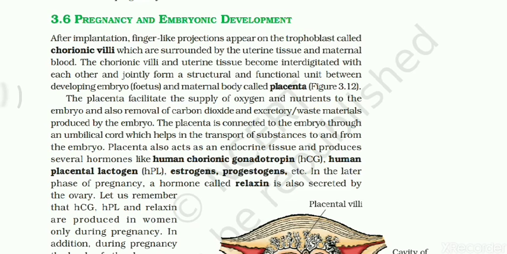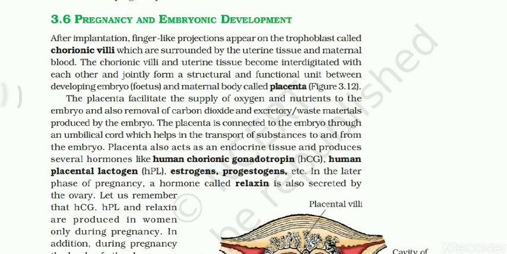So what is a placenta? Placenta is the interdigitation of chorionic villi, which is the extra embryonic membrane differentiated from the trophoblast cells, and the uterine tissue. The interdigitation of chorionic villi of extra embryonic membrane and maternal blood cells, that is uterine tissue, is called placenta. The placenta facilitates the supply of oxygen and nutrients to the embryo, and also removal of carbon dioxide and excretory waste materials produced by the embryo.